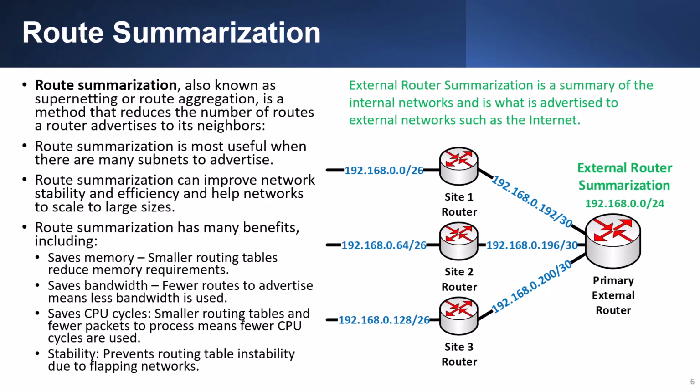Route summarization has many benefits, including: it saves memory because smaller routing tables reduce memory requirements, it saves bandwidth because fewer routes to advertise means less bandwidth is used, it saves CPU cycles because smaller routing tables and fewer packets to process means fewer CPU cycles are used, and it enhances stability by preventing routing table instability due to flapping networks.